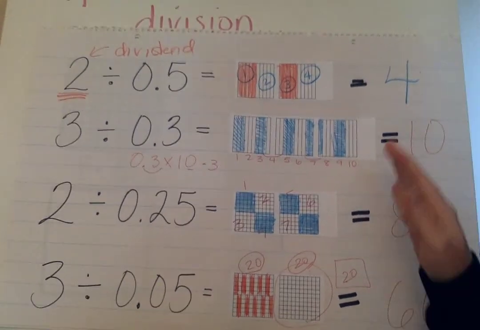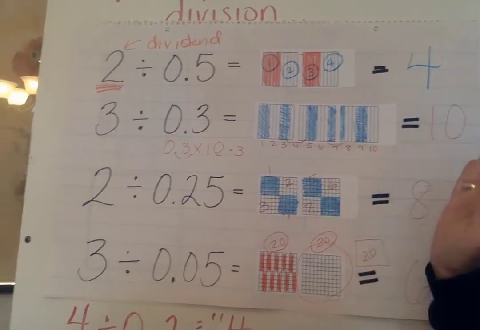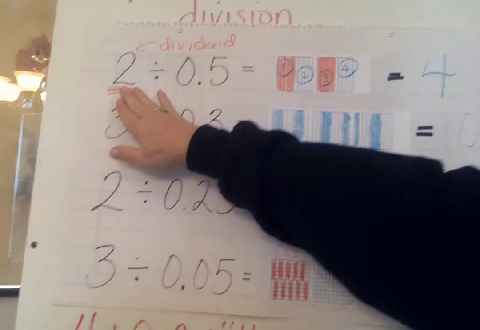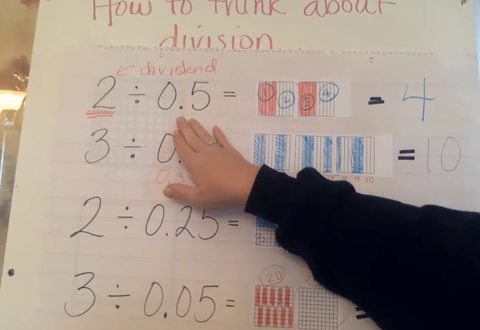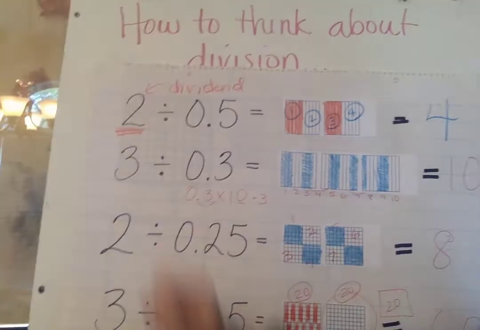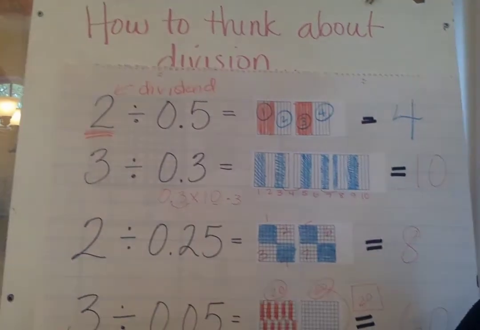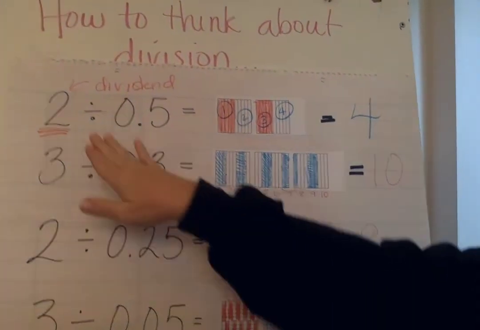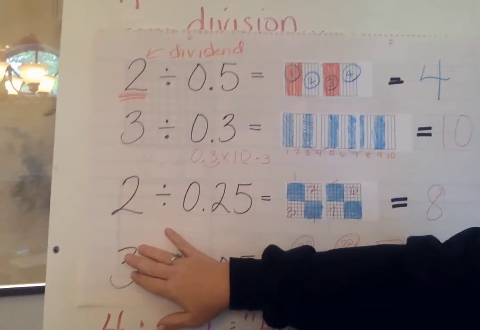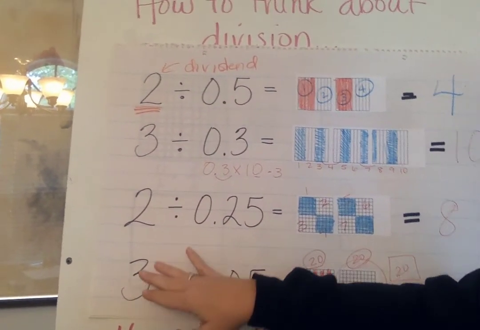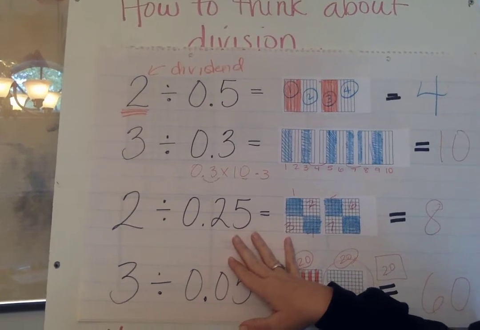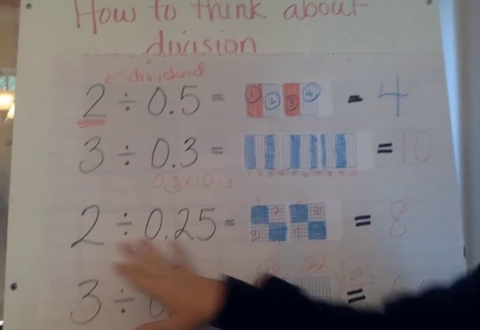Okay? So when you're thinking of decimals, you always want to think about when the whole number comes first is how many of these 5 tenths can I get out of 2 wholes? How many 3 tenths can I get out of 3 wholes? Now you might see sometimes that this number right here could be a decimal also. Because let's take this money one for example. How many 25 hundredths can I get out of 2?